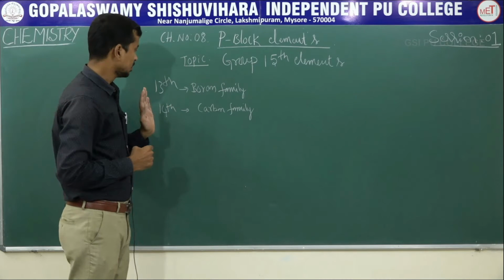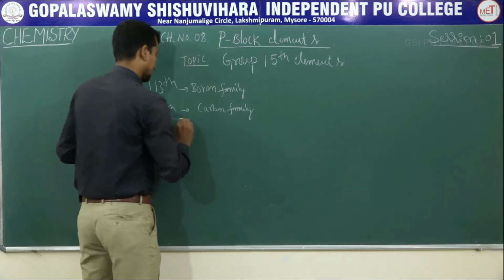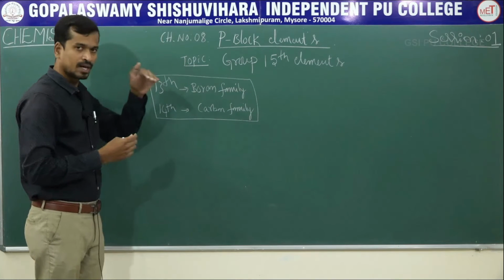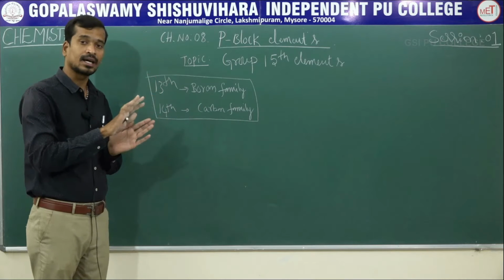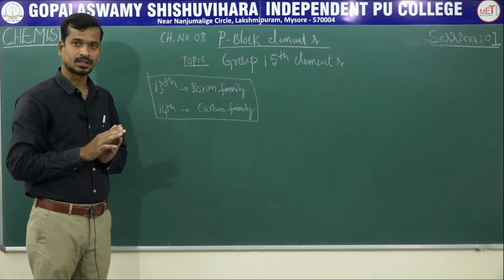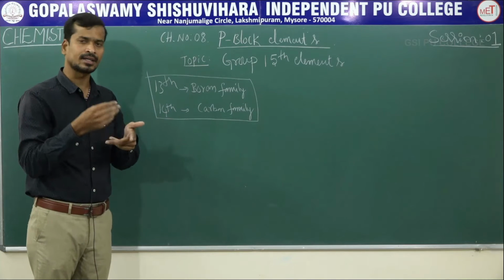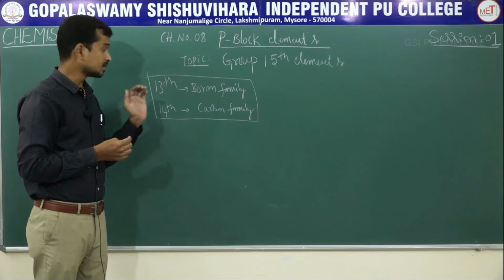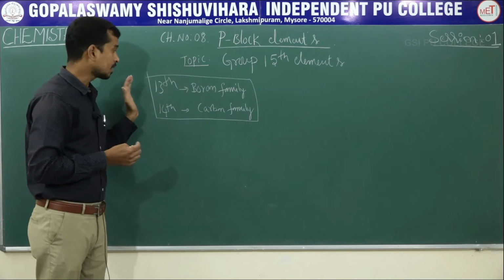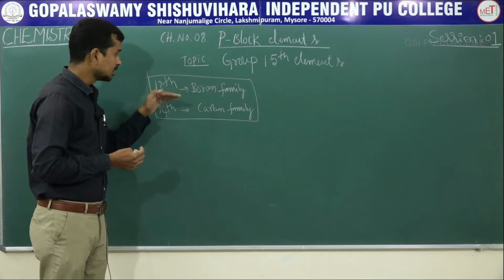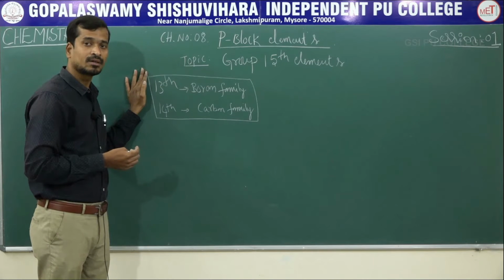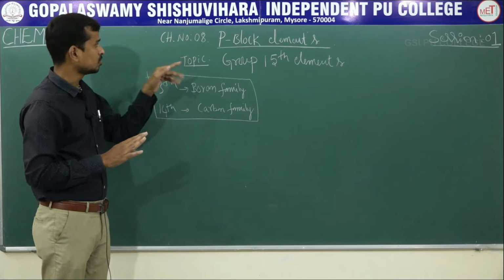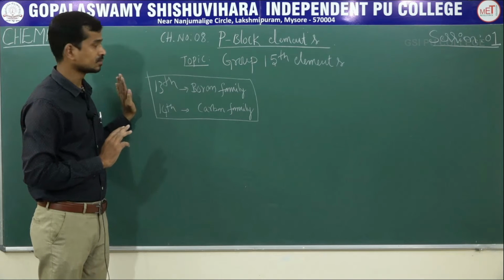Suppose in 13th and 14th you have to study the boron family: what is the general electronic configuration, what is the atomic and ionic radius, what is the oxidation state of that family, what are the chemical reactions, what are the compounds formed by that group of elements? You have to study this in your first PUC. Maybe you have forgotten it. Okay? Next, move on to your group 15th elements.